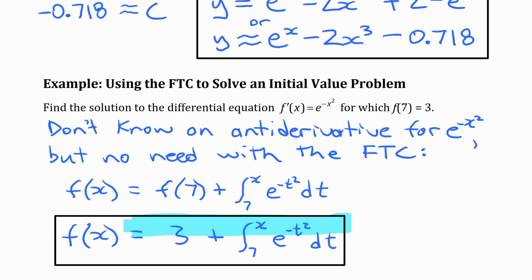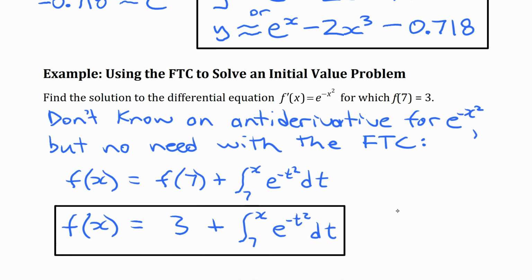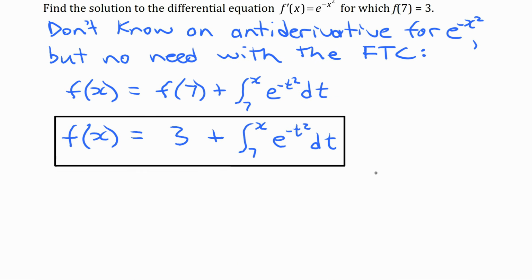This is fine as a function. I know it doesn't seem as nice as having an actual algebraic kind of function here, but if you're using technology to graph it, it works just the same.